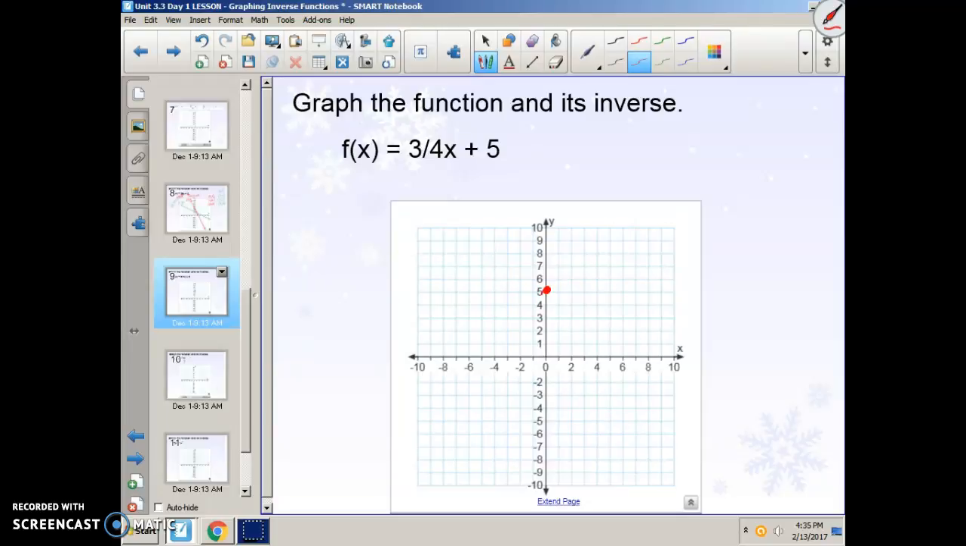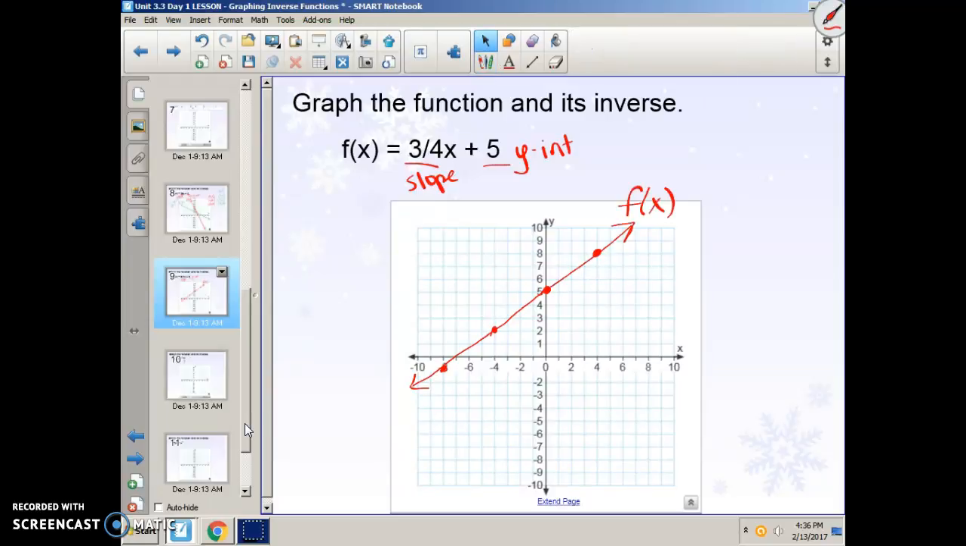Starts at 5, you go up 3, right 4. And to go backwards, you've got to go down 3, left 4. Getting it from these two things: y-intercept, slope, original equation, boom, done. Down 3, right 4. Okay, and then draw it through. Again, this is my function. This is my f of x.